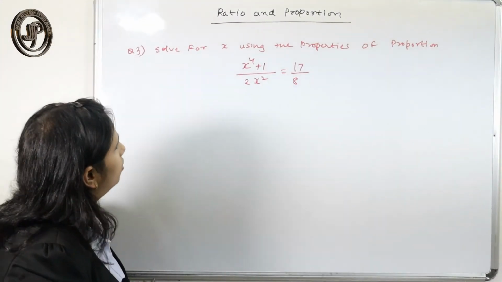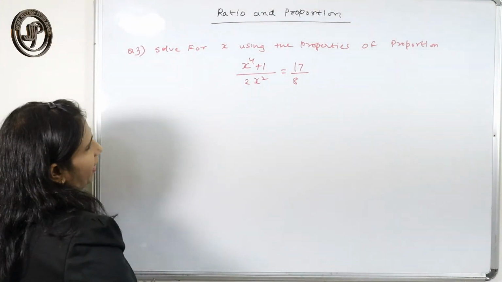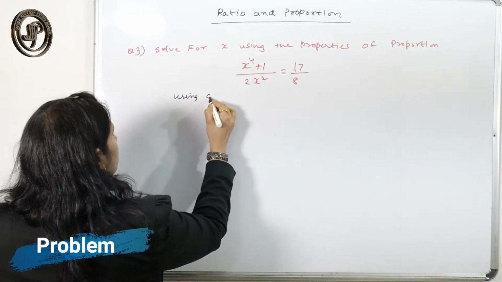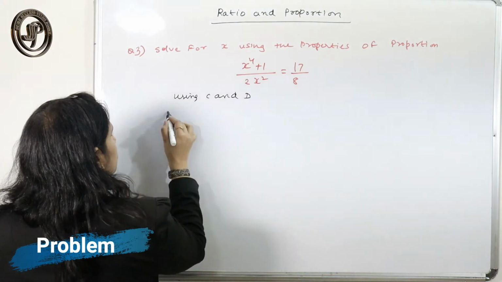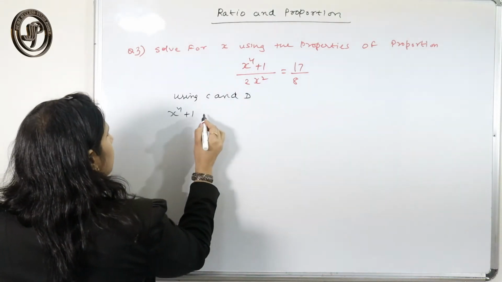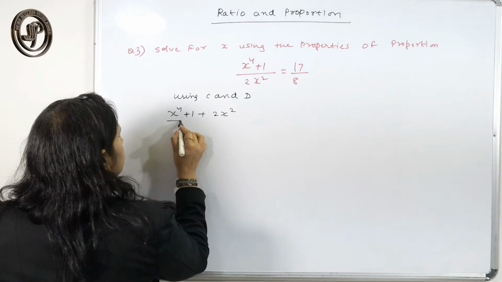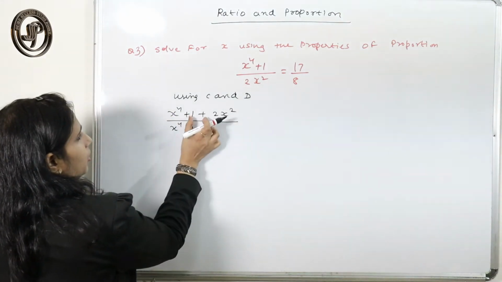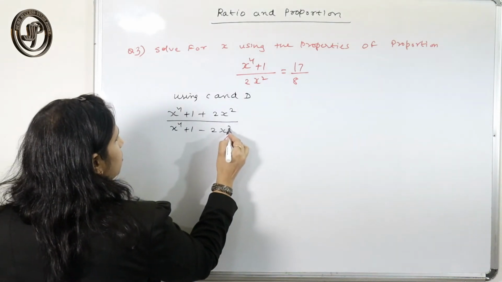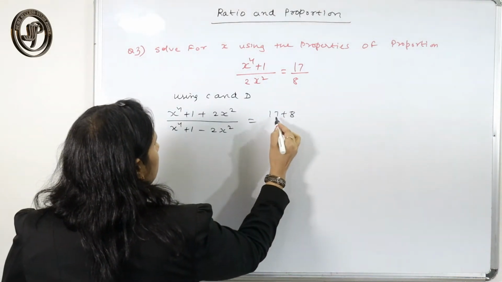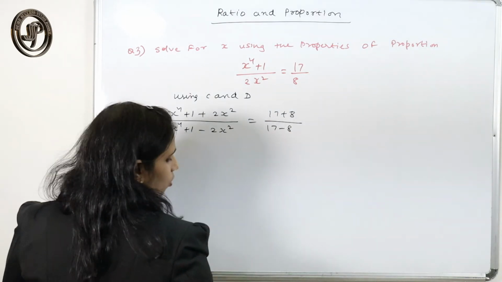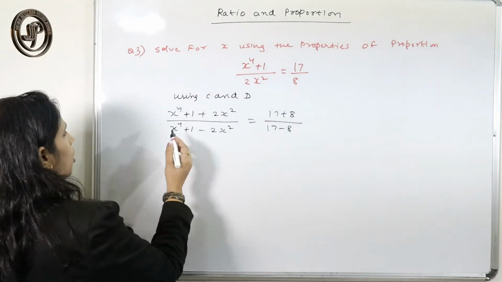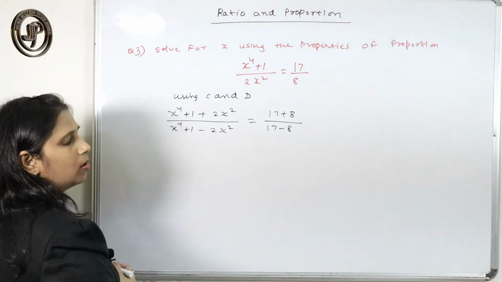So here is a question. Solve for x using the property of proportion. Again here we use C and D, componendo and dividendo. Then what do we get? Numerator plus denominator upon numerator minus denominator. Similarly here, numerator plus denominator, numerator minus denominator. Now you'll see here this becomes the formula.